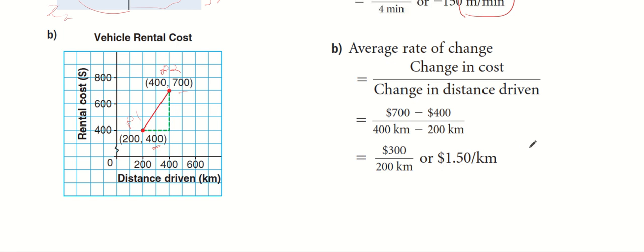So it's basically dollars. Those are the dollars per kilometer. Those are the units, and I know simply because if you look at the y-axis right here, this is in dollars, and this is in kilometers. So this is in dollars over kilometers. Those are the units.